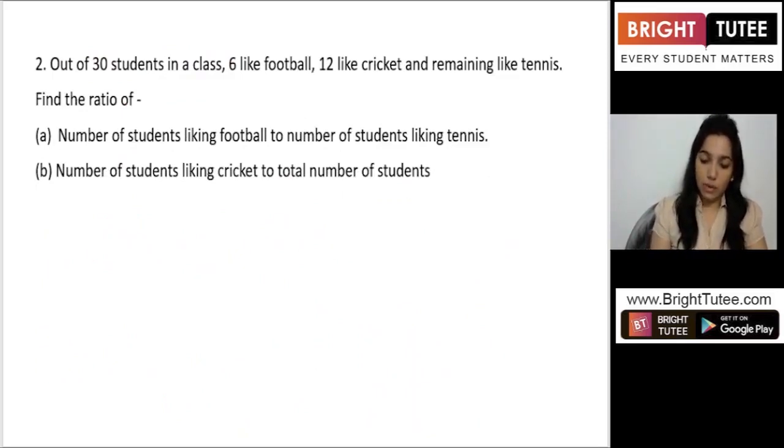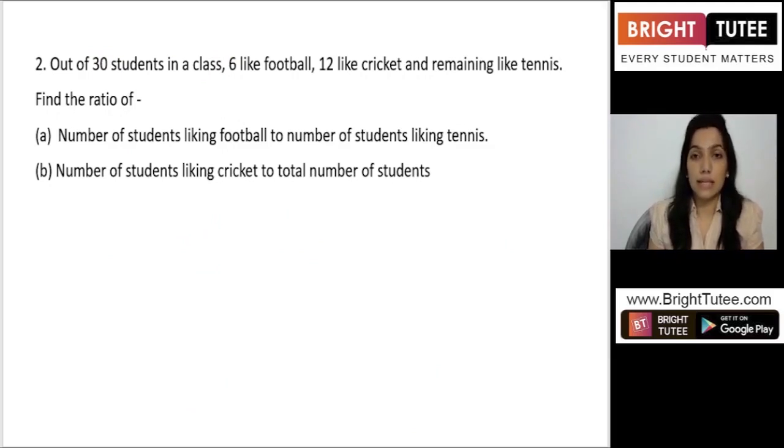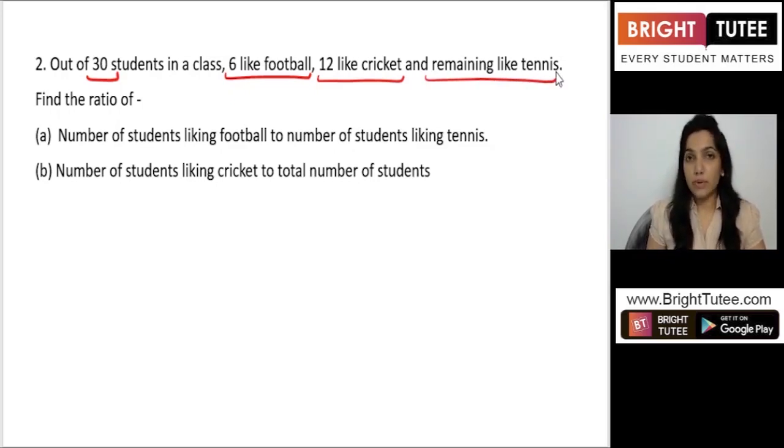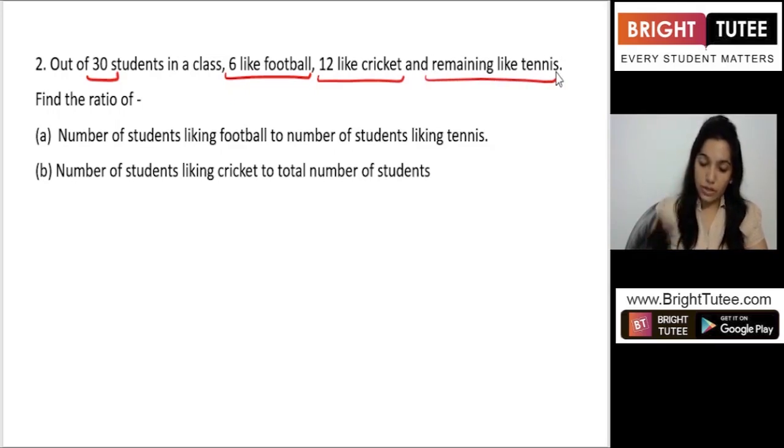It says, out of 30 students in a class, 6 like football. So how many students like football? 6 of them, out of 30 students. 12 like cricket, and the remaining like tennis. So we know how many like football and how many like cricket. Can we calculate how many people like tennis? Let's first find out the number of people who like tennis.